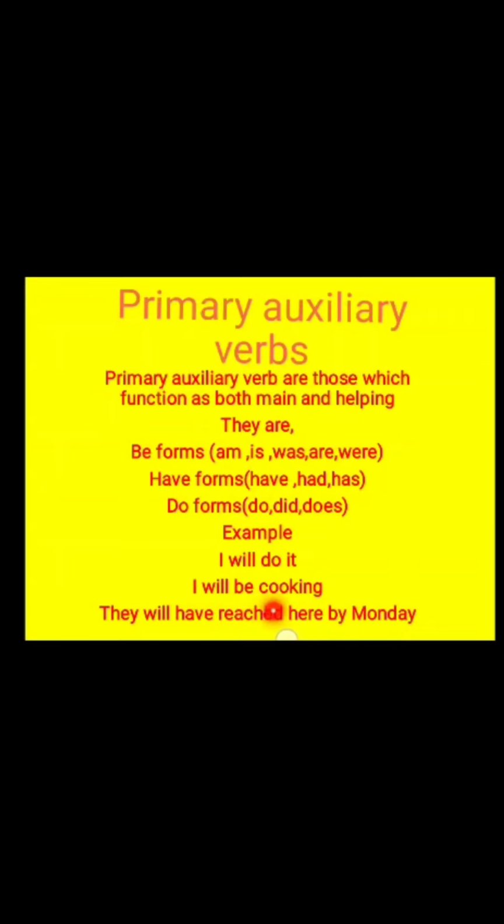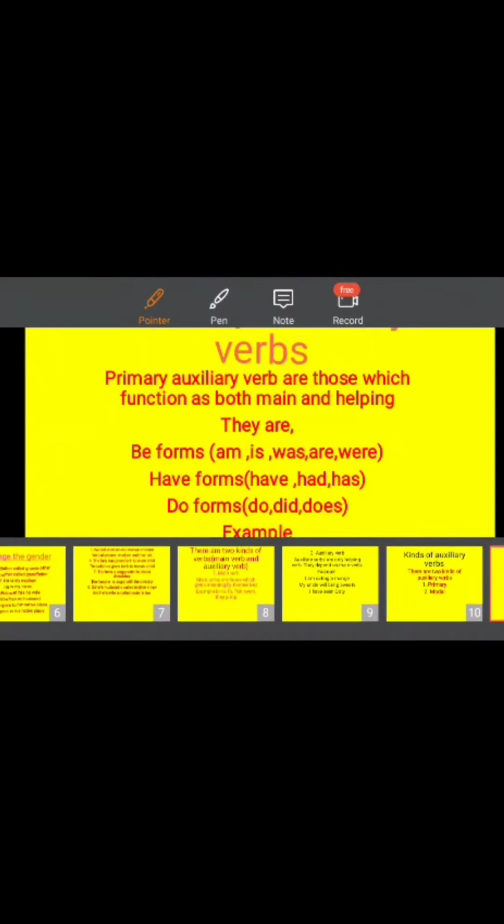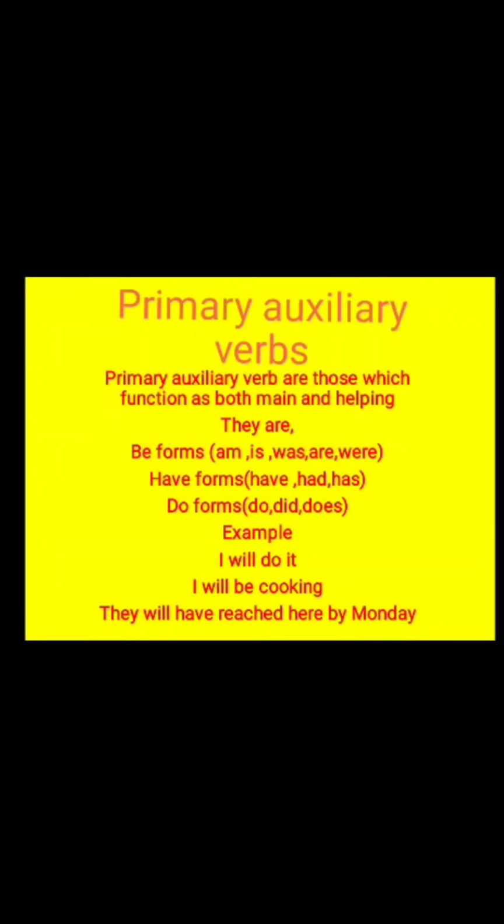They will have reached here by Monday. In this sentence, reached is acting as a main verb. Here you can see we have will have. Will acts as a helping verb, and have acts as a main auxiliary verb. So in this sentence, reached is the main verb, will acts as a helping auxiliary verb, and have acts as a main auxiliary verb.